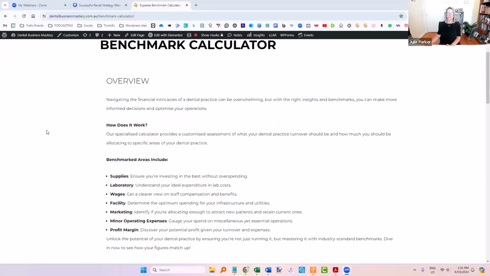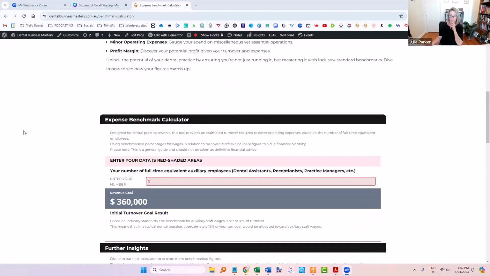So to give people time to add any more questions in there, I'm just going to share the screen again and just show you this calculator. Dental accountants around Australia, when they do a lot of dental practices, they do come up with a process of you really should be allocating just this percentage of your turnover to marketing, this percentage to your consumable spend, this percentage to wages, for example. And that's exactly what this calculator does for you.